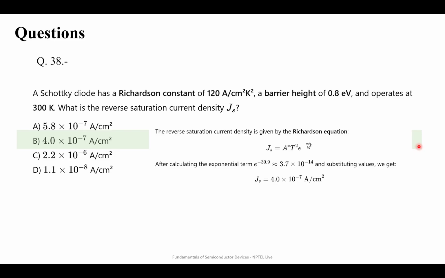As you can see here, the reverse saturation current for Schottky diode is actually greater than the current for PN junction diode. So in PN junction, this value is around 10 raised to the power minus 12. So in case of Schottky barrier, your reverse leakage current will be higher.